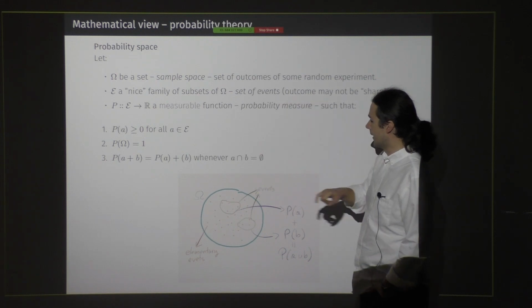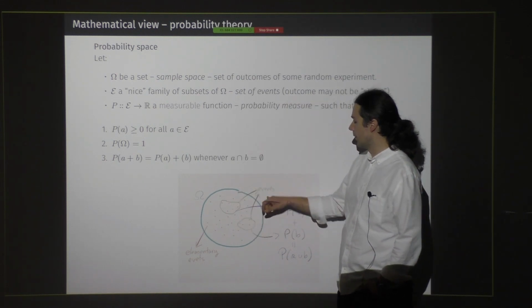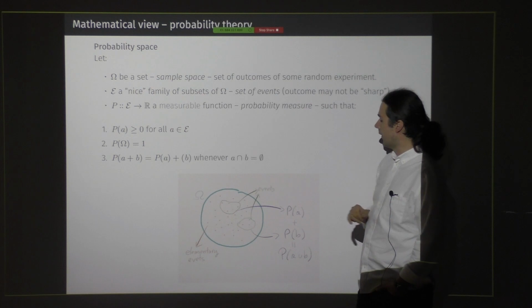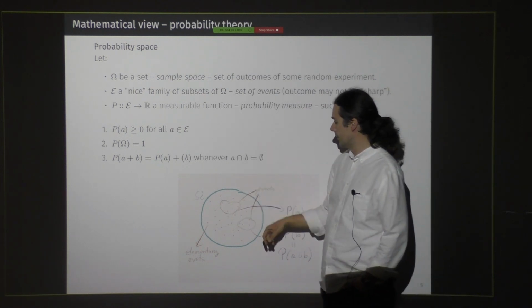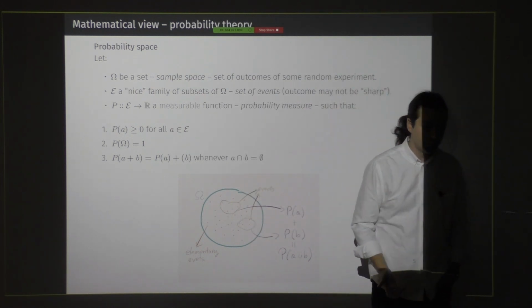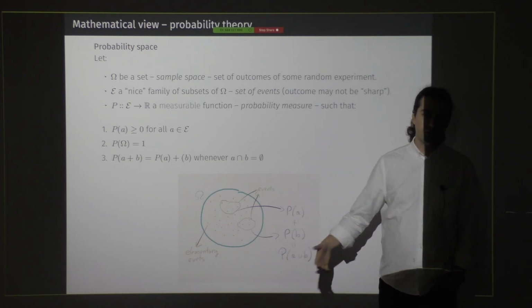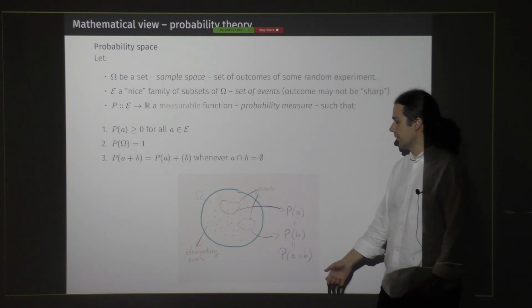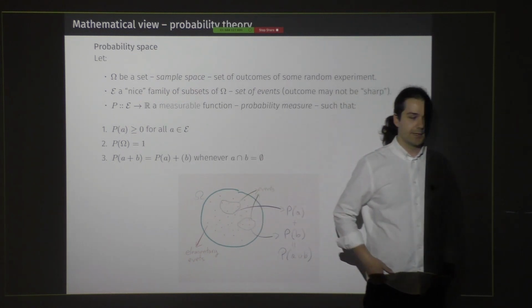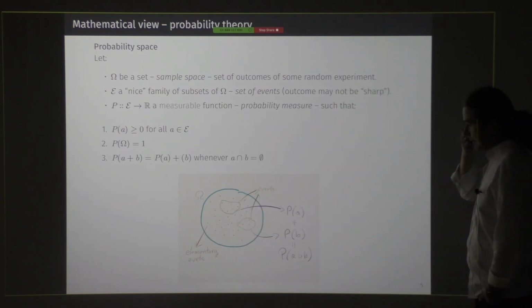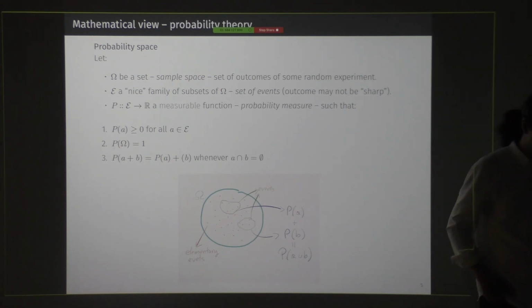These nice subsets are subsets of these points. We call them events. And the probability function assigns numbers to those events, which we interpret as a probability that such event occurs. I mean, an event occurs if in the random experiment we get the result from that set. So that's how mathematicians understand probability, in short.